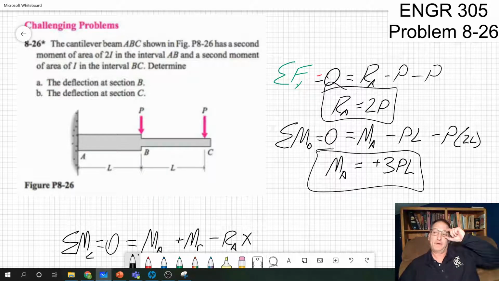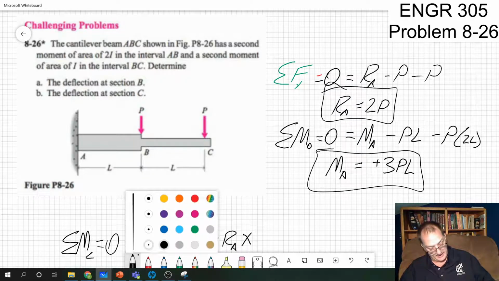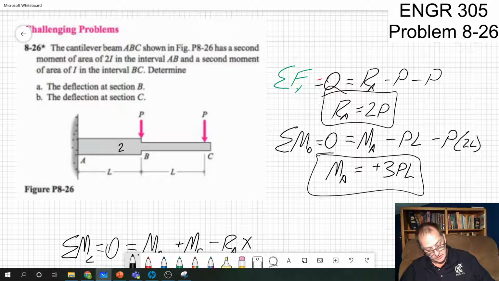Engineering 305, problem 826. I'm not even going to tell you what attempt it is. We have a cantilever beam shown, which has a moment of inertia of 2I at the beginning and 1I at the end, and I've been writing that on here: 2I, and this is I. They want us to find the deflection at B and the deflection at C.